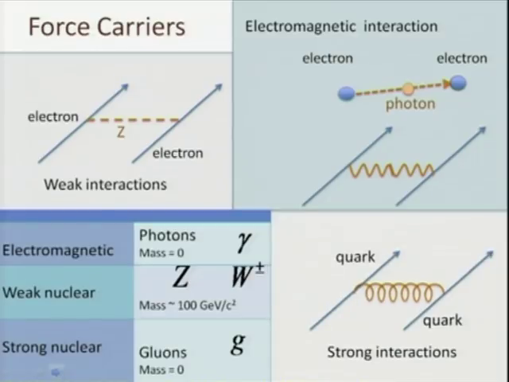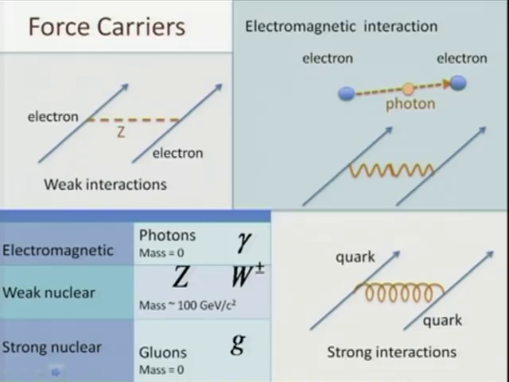To sum up, electromagnetic interactions are due to what are called photons. We usually label the photon by the Greek letter gamma, and the mass of the photon is 0. Photon is strictly massless. Weak nuclear interaction happens via the carriers called Z bosons and W bosons. Z boson is electrically neutral and massive, with mass around 100 GeV per c squared.